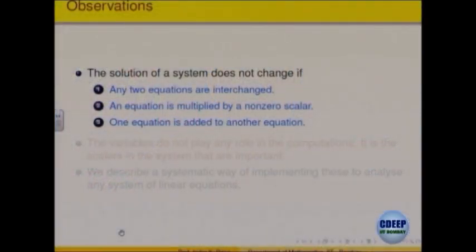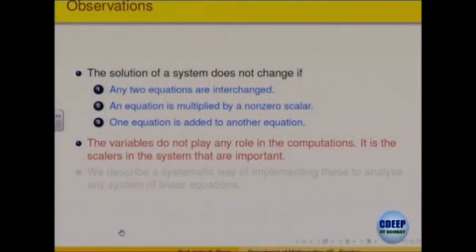And the third one is that an equation is added to another, which we have already seen. If a solution is there, and you add a scalar multiple of one equation to another, of course not 0, then the solution does not change, as we saw in the two variable case. If you add a scalar multiple of one linear equation to another, the point of intersection does not change, only the inclination of the line changes. So, these three are basic operations that do not change the solution of a system of equations.